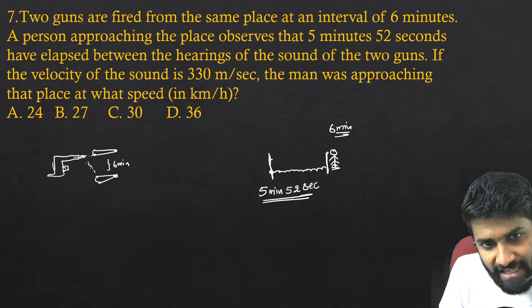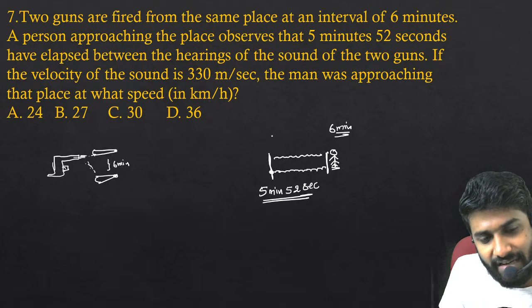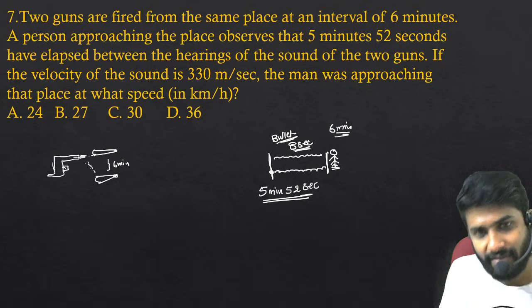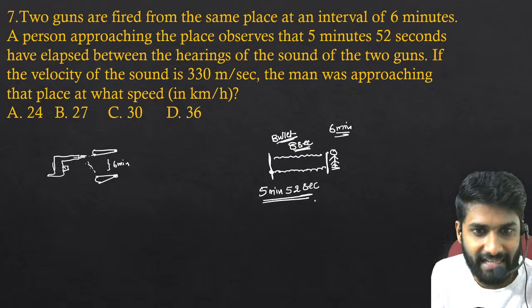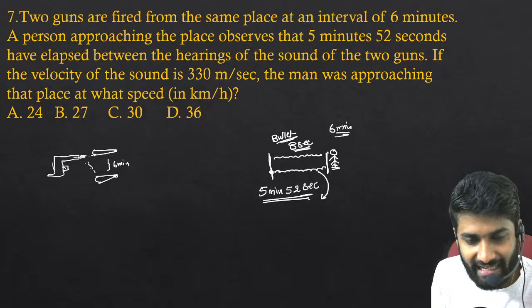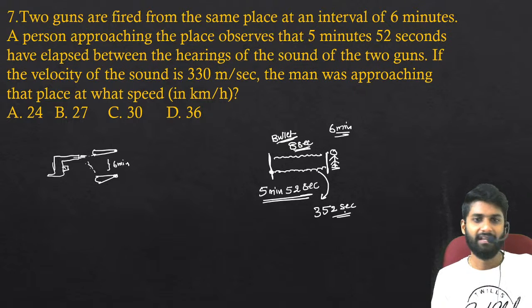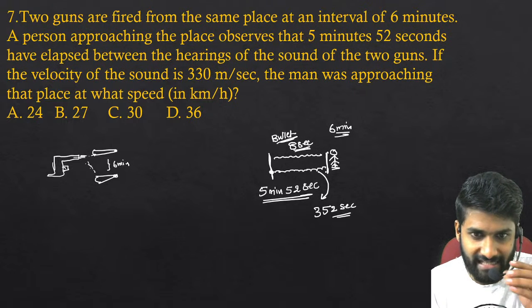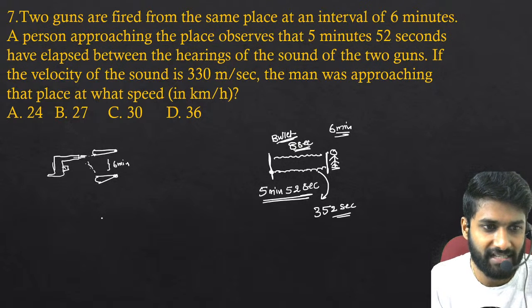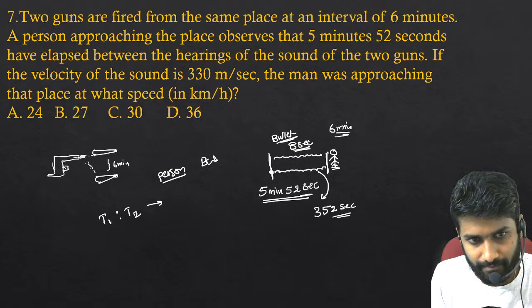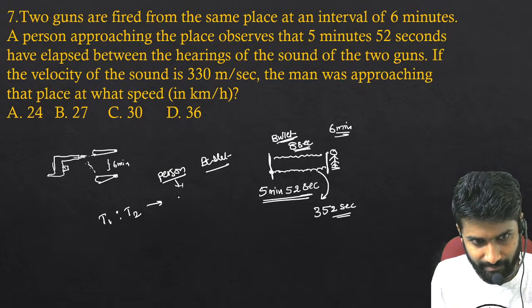Now see, this distance covered by the bullet is exactly 8 seconds, and this distance covered by the person is exactly 352 seconds. This is important. Now let me find the time ratio of person and bullet. The person covered this distance in 352 seconds, the bullet in 8 seconds.